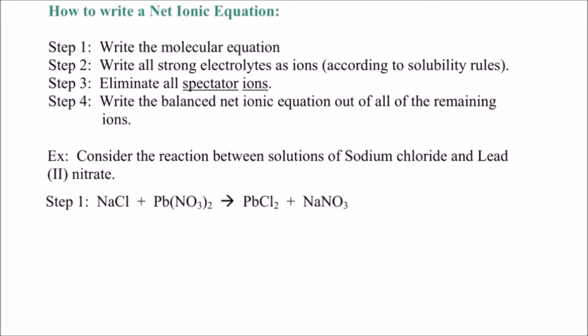Step 2 is to write all of the strong electrolytes as ions using our solubility rules. So if we go back and check our solubility rules, remember that all salts that have a group 1A metal in them are soluble. That means this is going to break down into sodium ions and chloride ions. Anything that has nitrate ion in it is also soluble with no exceptions. So we'll break it down into the lead 2 ion and the nitrate ion.